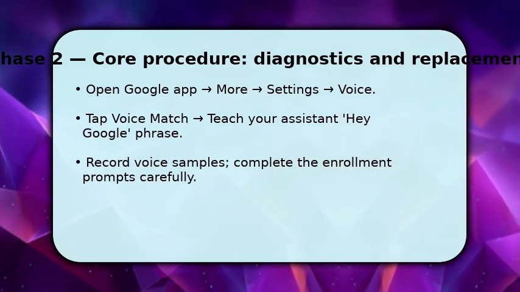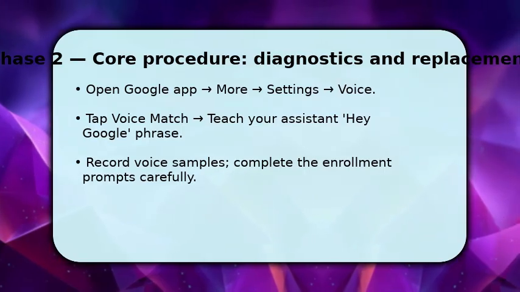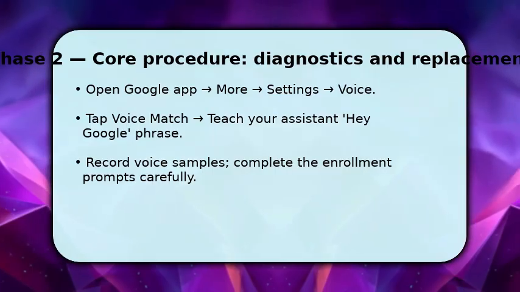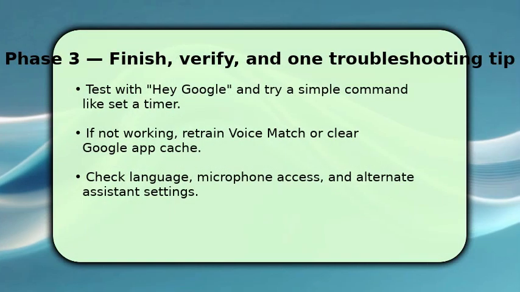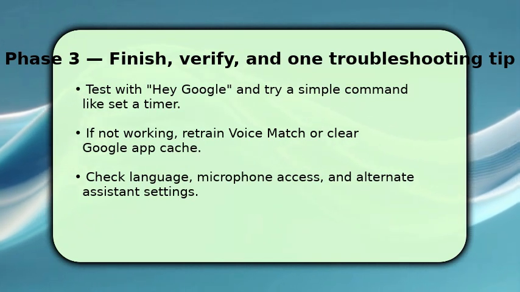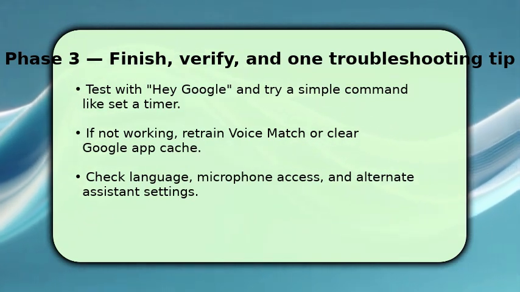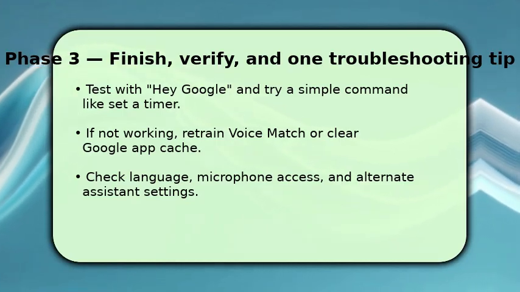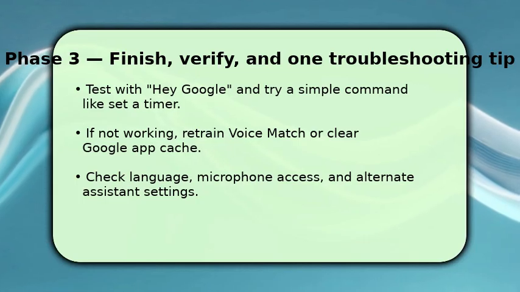Once enrollment finishes, toggle on Access with Voice Match so Assistant recognizes you when the screen is locked or the phone is nearby. You finish by testing, say, "Hey Google," and ask something simple like set a 1-minute timer. If Assistant fails, reopen Voice Match and retrain your voice samples. Sometimes a second enrollment fixes recognition.